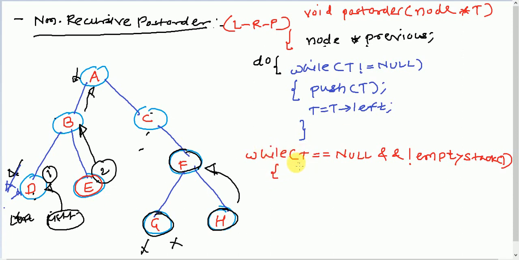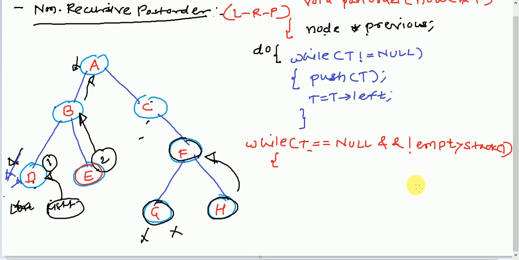Because if T is not null, that means there is something on the left, and again I have to go to the left part. So that's why this condition says that T is the leftmost part and the stack is not empty.